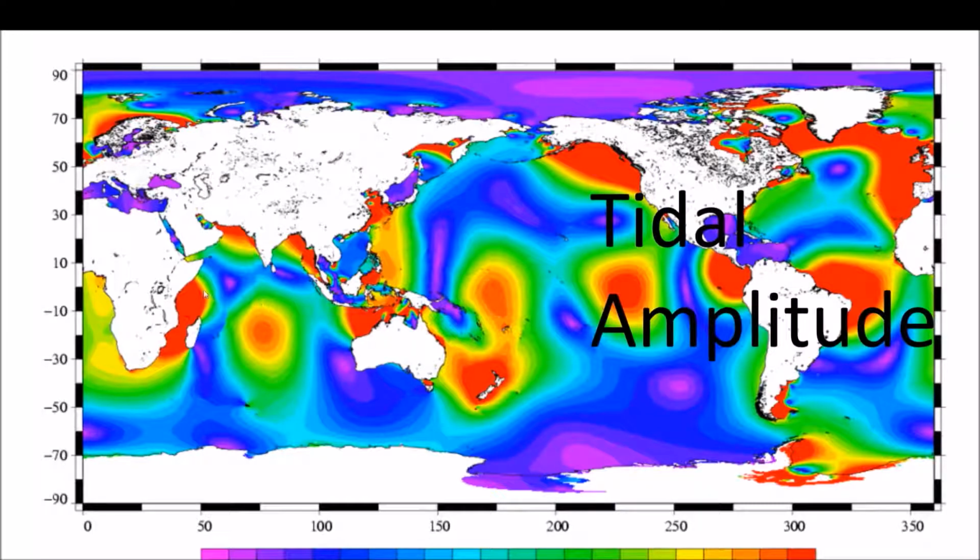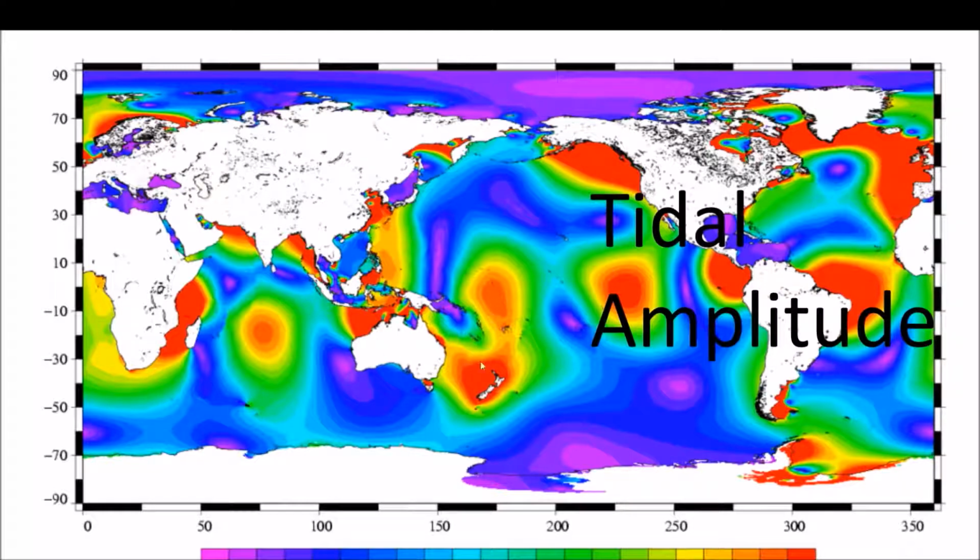What you'll notice with this is that there are places where the tidal amplitude is very, very low. It's actually zero. And those are the places here in pink. In these places, there is no tide. Low tide is the same as high tide. What that translates to is zero tidal amplitude. So every place in pink has zero tide.